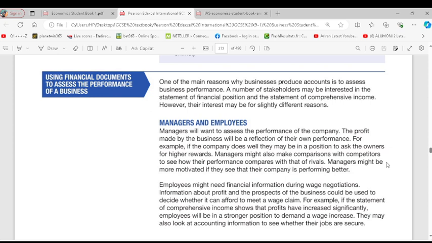Rewards for themselves and the employees, right? They make decisions. They coordinate, they direct, they organize employees on what and what not to do. But what we are saying here is, why do they have to assess the performance of a business? For managers, better be here please.